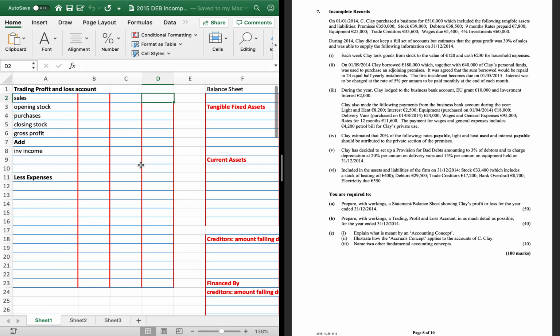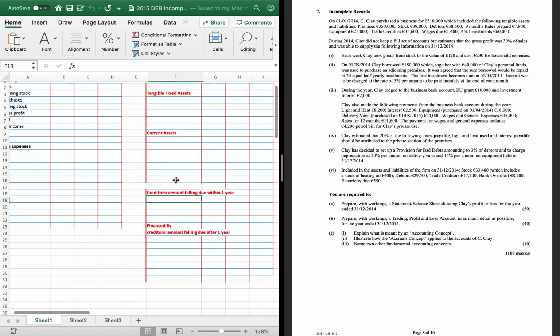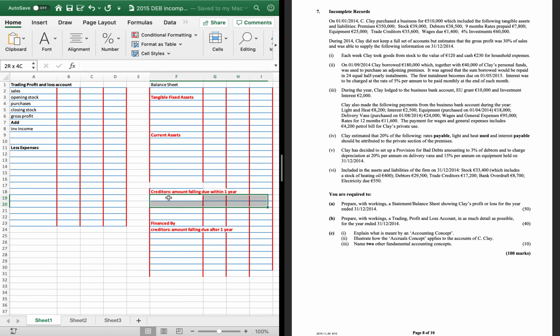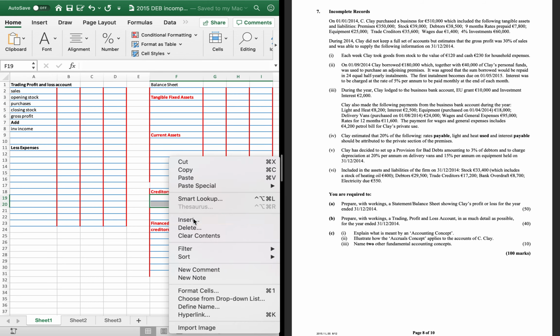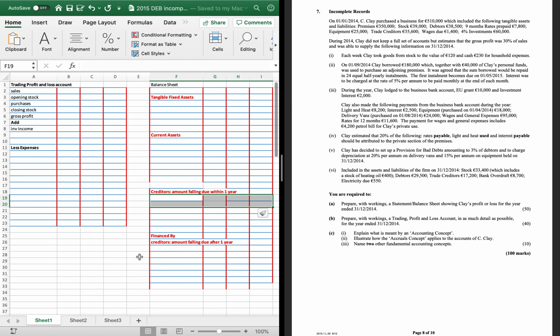So this is the 2015 DEB Incomplete Type B. Just a couple of things to look for at the bottom. There is bad debt provision, there's depreciation, and there is bank, right? That's really important. It's bank overdraft, which makes it a liability, but there is bank. So that means we don't have to do the bank account working. That's something we should always check for when we're doing these questions.